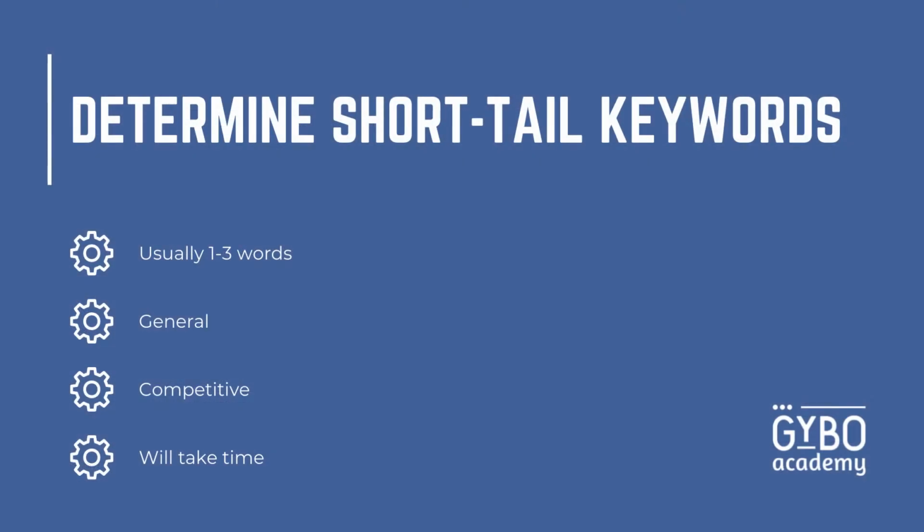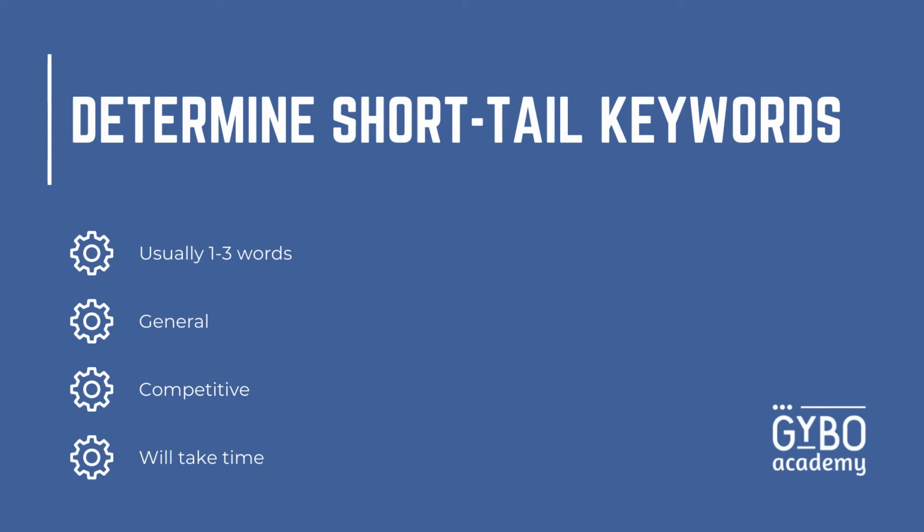All right, so next up is your short tail keywords. Short tail keywords are going to be 1 to 3 words, sometimes 4. They're going to be very general words, and they're going to be very competitive words. These are the keywords that you want to optimize for, but they are going to take a longer period of time to see any movement. So you're not going to necessarily see results in a day or two with your short tail keywords. It could take weeks, months, or even years to get much progress.